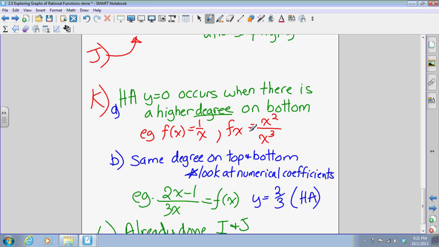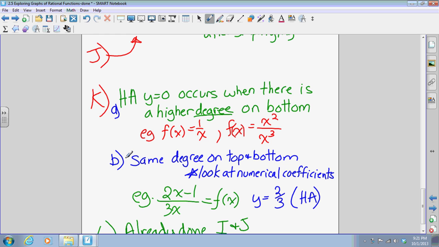Taking a look at another example, f of x. I apologize, that should have brackets around it. Put that in there. Okay. We have x squared divided by x to the third. Again, there's a higher degree on the bottom.